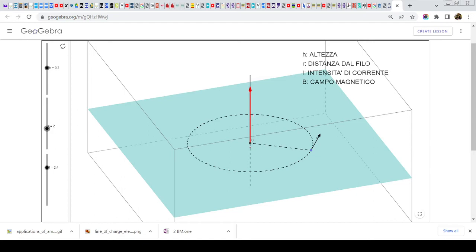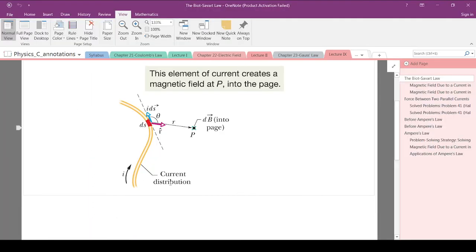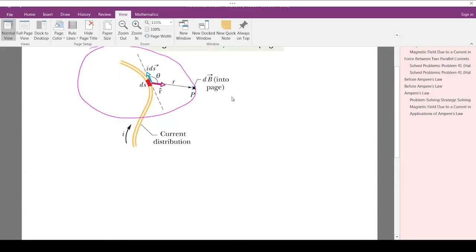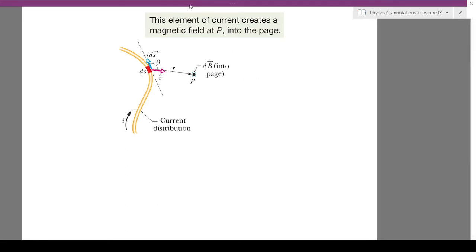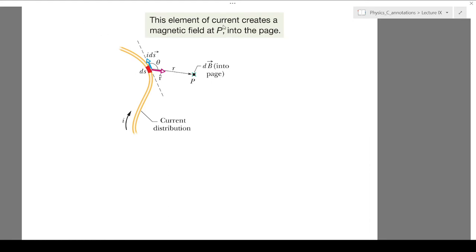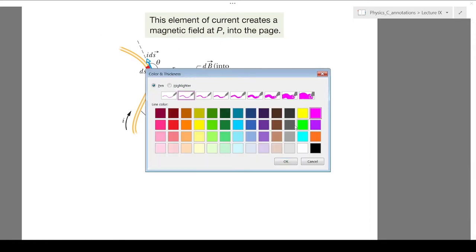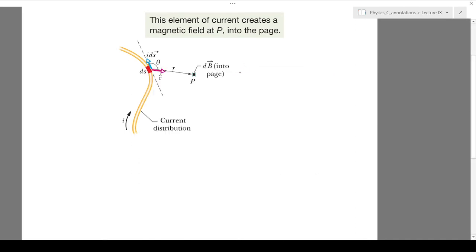Okay, what they found experimentally, guys, for this kind of case, and we know the direction: if you are considering this infinitesimal element of length here, we have a field around this point, and the direction of this magnetic field in this case is into the page. This is given by the right hand rule. Let's not forget that. Let's put it here in red, right hand rule.